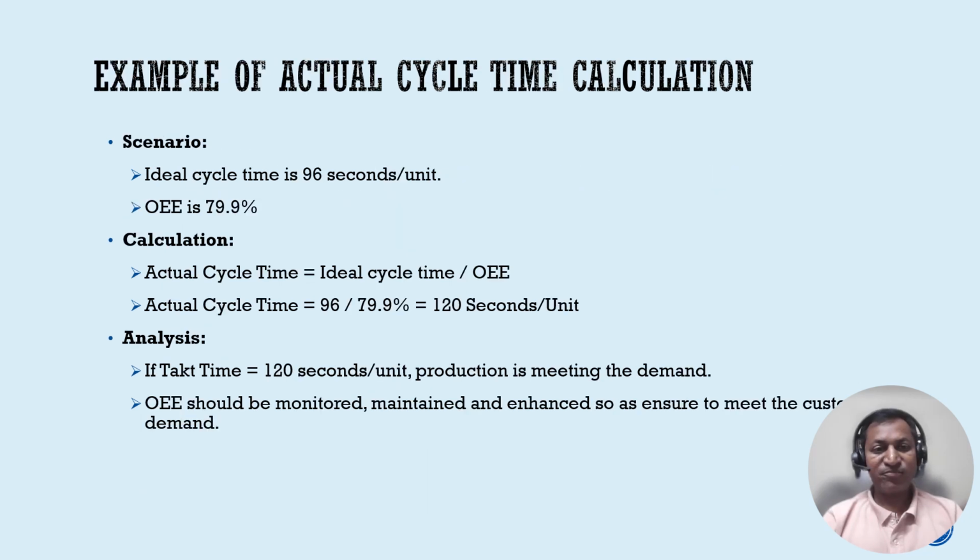To the next slide, example of actual cycle time calculations. Scenario: ideal cycle time is 96 seconds per unit, OE is 79.9%. Calculations: actual cycle time is equal to ideal cycle time divided by OE, which comes to 120 seconds per unit. Analysis: if TAKT time is equal to 120 seconds per unit, production is meeting the demand. Since our actual cycle time is 120 seconds per unit, OE should be monitored, maintained, and enhanced so as to ensure we meet the customer demand.